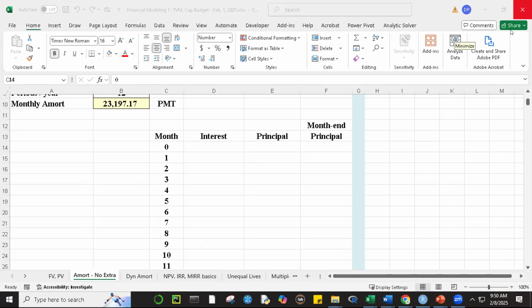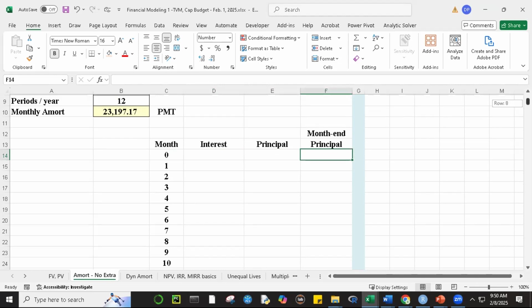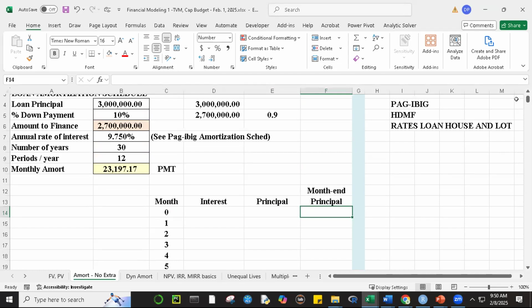Okay, so let's now fill up our amortization table. Month 1 is supposed to be the month that we're going to receive the loan. So there will be no interest yet, okay? No reduction in principal. And the month-end principal at the end of the beginning of the month, the 0th month, the principal will be 2.7 million. This is what we owe.